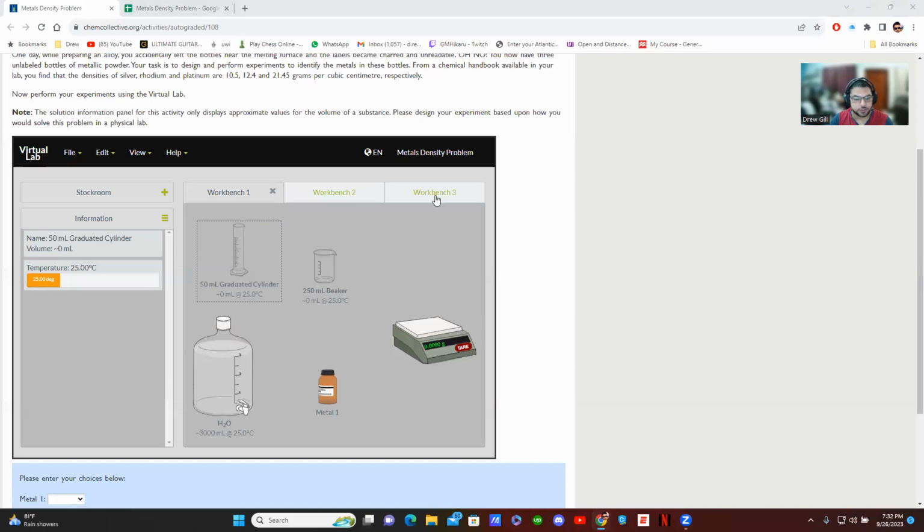Good night, my name is Rugil, doing the metals density problem where we need to identify unknown metals based on density. I've laid out the materials and tools that I'll be using to do this lab.